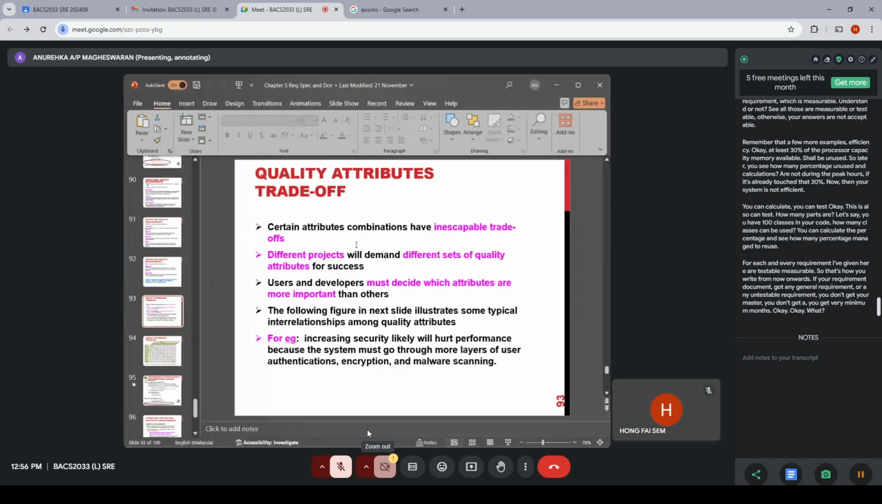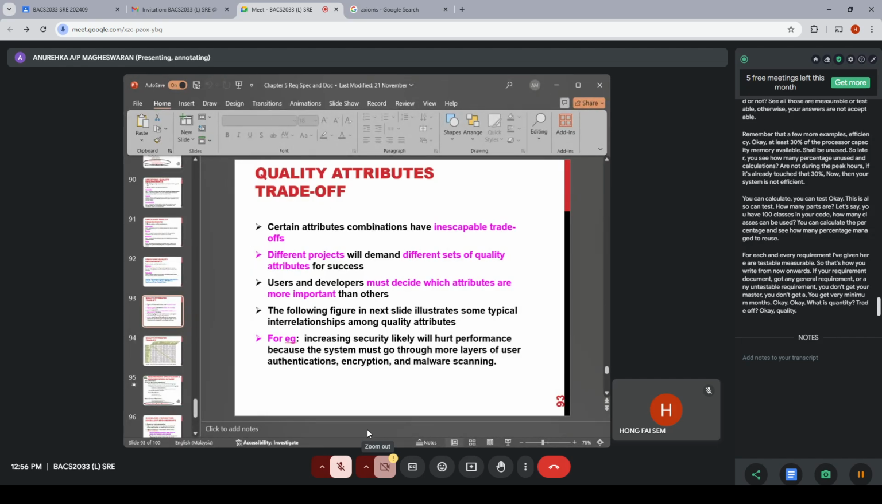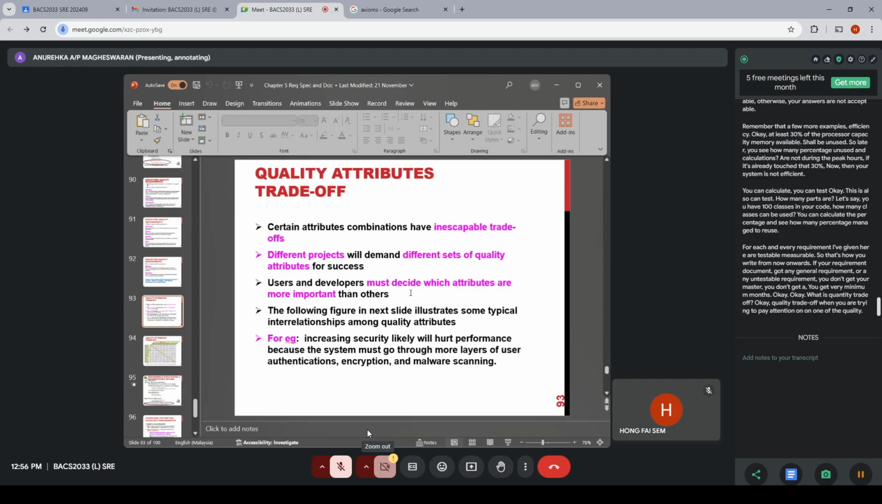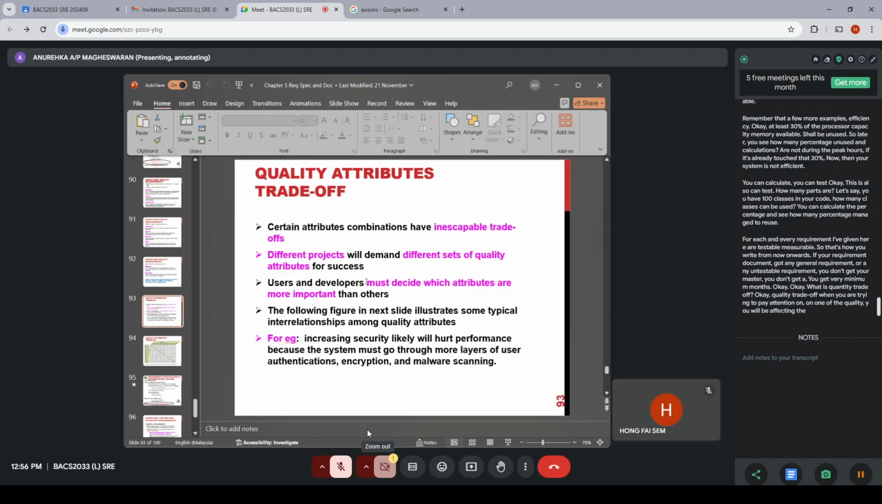Okay, what is quality trade-off? Quality trade-off: when you are trying to pay attention to one of the qualities, you will be affecting the other quality.